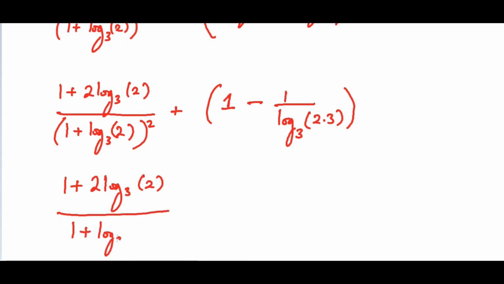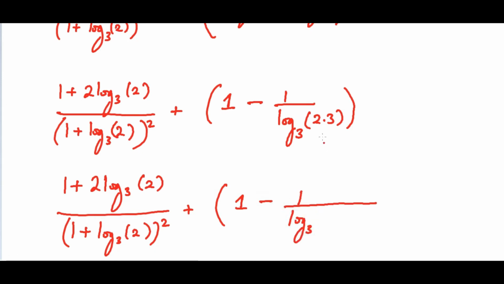1 plus log of base 3 of 2, whole square. Bear with me, we are reaching the answer very soon. And this thing you can see, we can write as log of base 3. They are in multiplication, so I can write them as 2 into 3 or 3 into 2. That's not a problem. So I am writing this 3, and this thing as plus log of base 3 and 2.